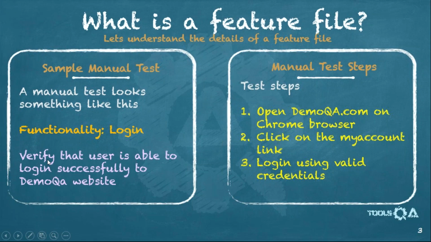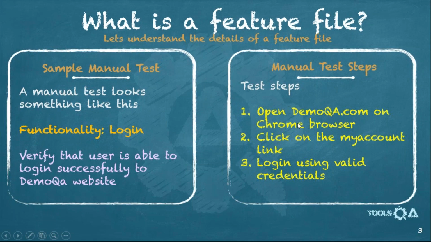So in this case, on the slide, we have just demonstrated one scenario in the login functionality. The scenario is verify that user is able to log in successfully to demo QA website, right? So once you define a scenario, you also define the steps required to perform that scenario. So the third thing that you would do is you would define the test steps. You would say that these are the test steps. On the right hand side you can see the test steps.